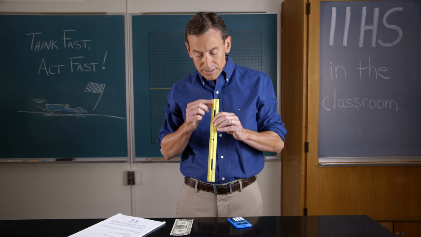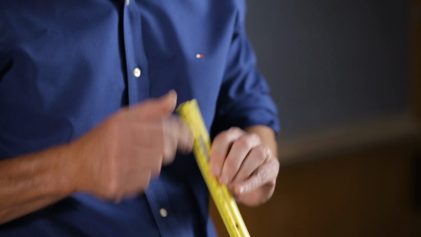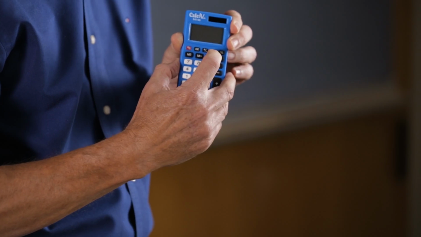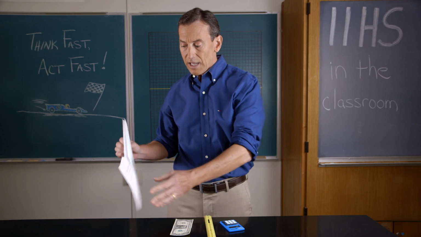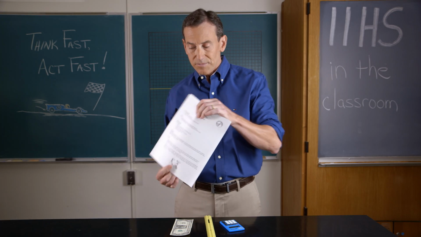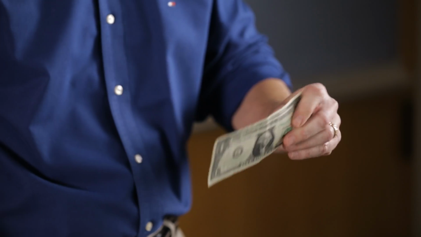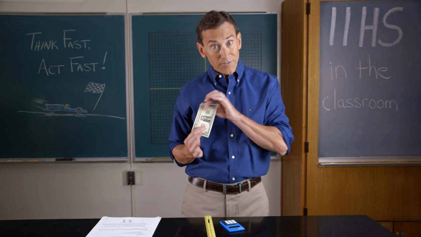You're going to have a ruler that has centimeters and millimeters on it. You're going to have a calculator with a square root function, and your activity sheet that has a data table. Also, for a little fun, you can have a dollar bill handy, but you also need a volunteer. Can I have a volunteer?